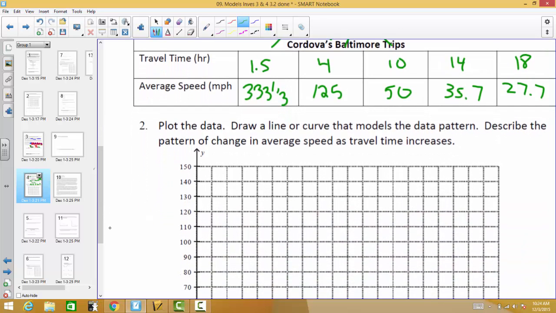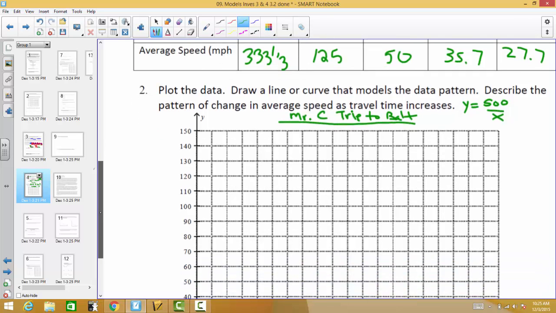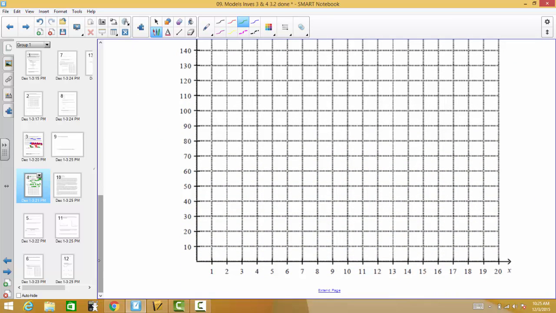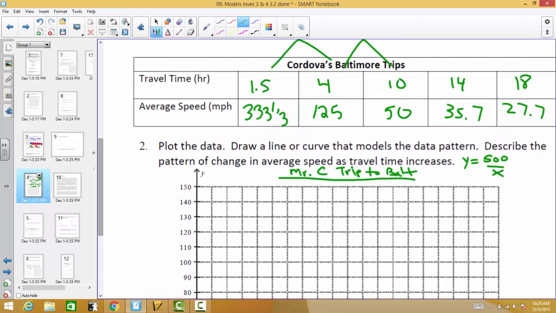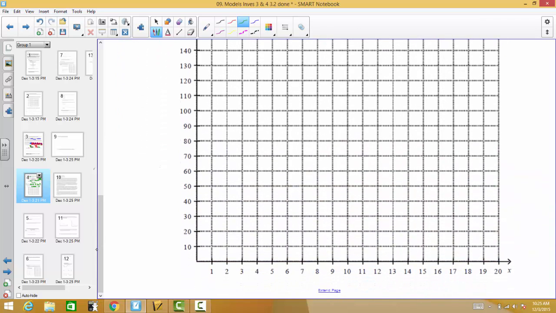So now we're going to draw a line. We know that x times y is 500, so we know this is y is 500 over x. So we know it's going to be this hyperbolic curve. Let's make a title, Mr. C's trip to Baltimore. And I don't know if they have labels. Nope. So the x value, if you look right up here, is time in hours, and the y value is average speed in miles per hour. So this is time, this is speed, miles per hour, hours.